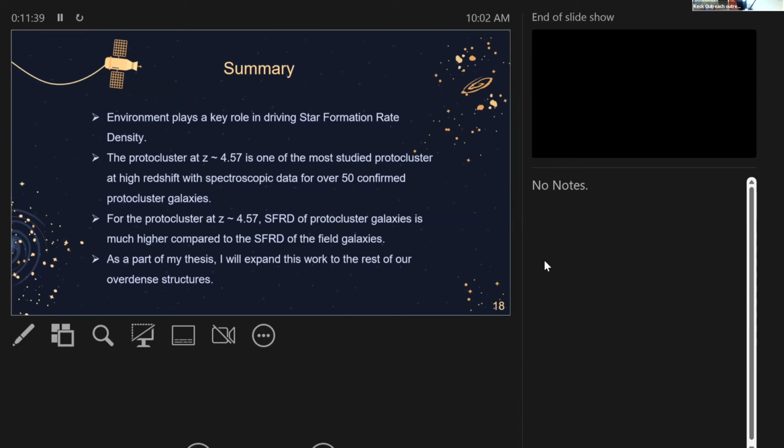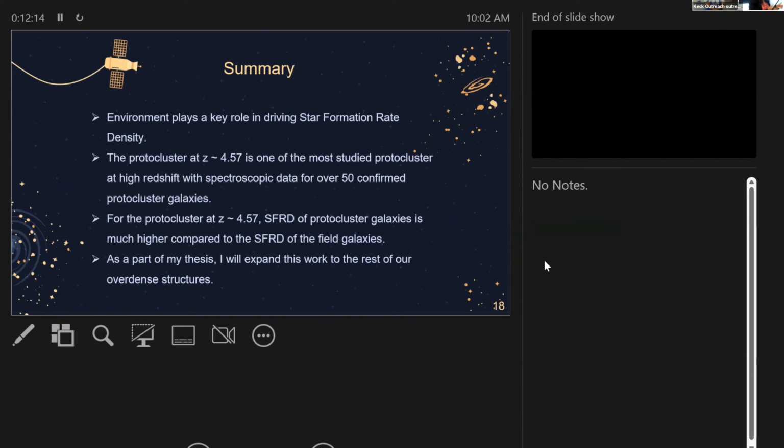Are there any questions? So I have a few questions. What criteria do you use to distinguish between field and protocluster members? Yeah, sorry. What is the criteria that we use to separate our field galaxies and our cluster galaxies? So our criteria is basically all the galaxies that fall into our protocluster region that have a certain overdensity higher than the field galaxies.